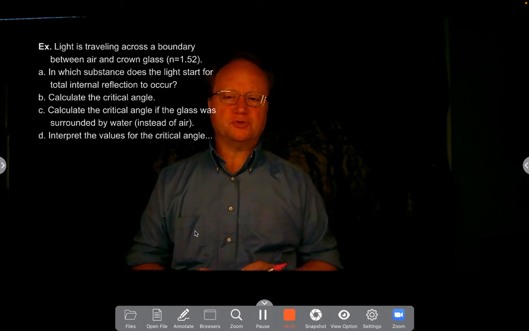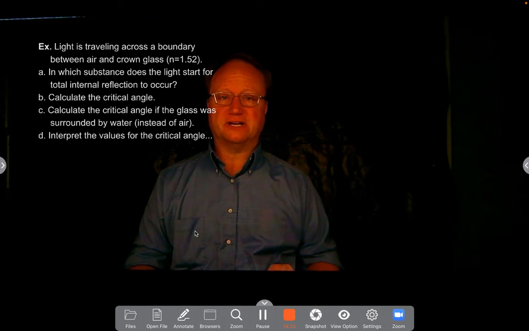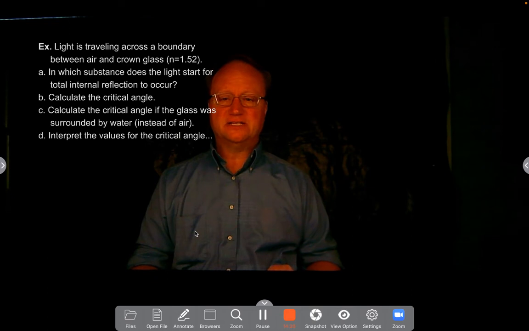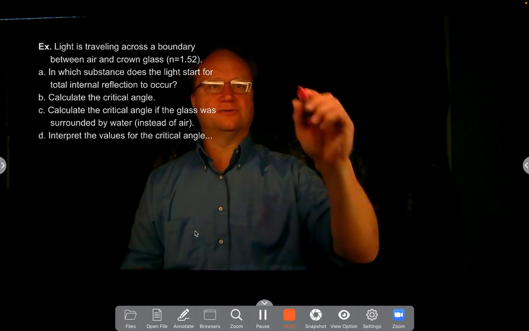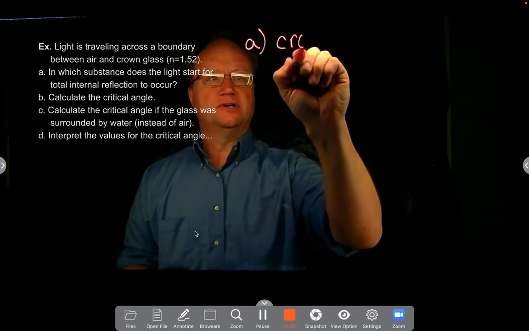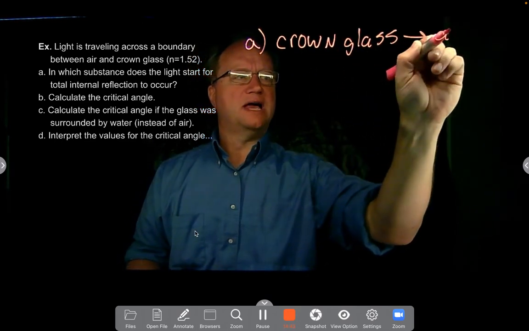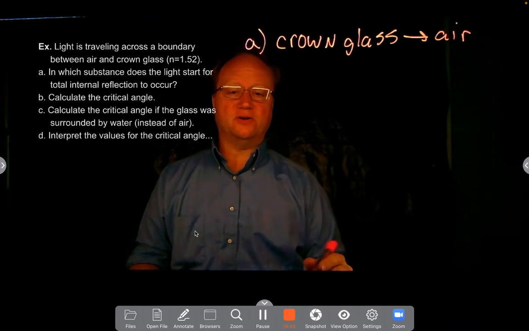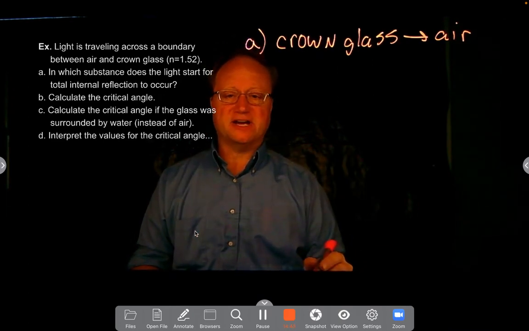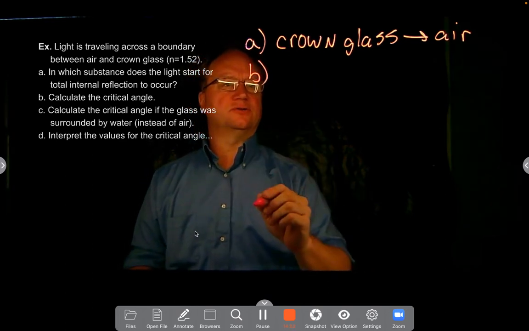If you have a boundary between any two substances, remember the conditions necessary for total internal reflection. You must start in the substance that has the higher N value. So looking at glass, looking at air, the crown glass has the higher index of refraction. So on A, our boundary must go from crown glass toward air. This will bend the light away from the normal and give us the opportunity for total internal reflection.